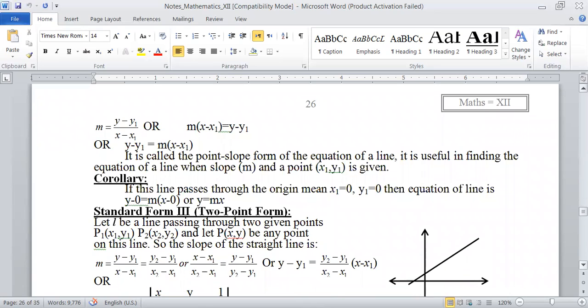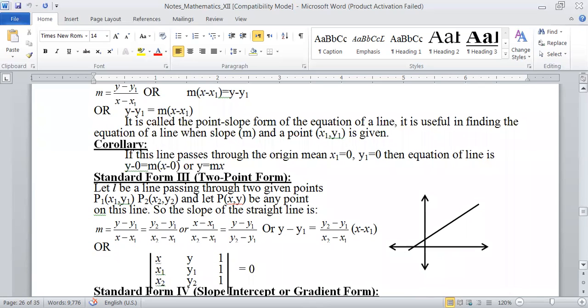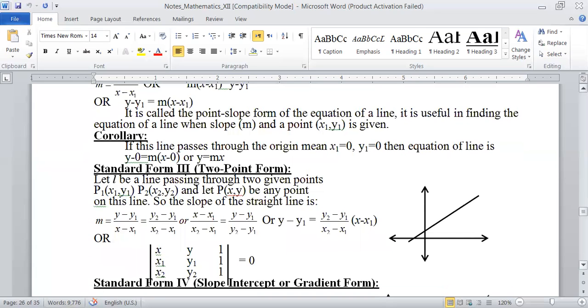It is useful in finding the equation of a line when slope is m and the point of x1 y1 is given. Dear cadets, here a corollary: if this line passes through origin, then the points will be 0, 0. Then the equation of the line will be reduced in the form y is equal to mx.